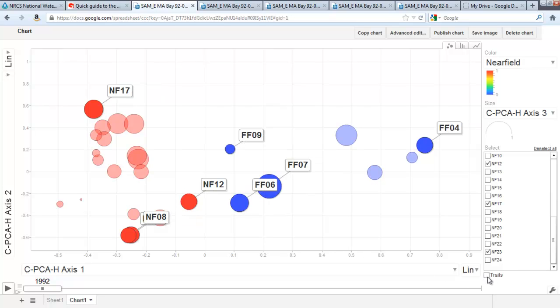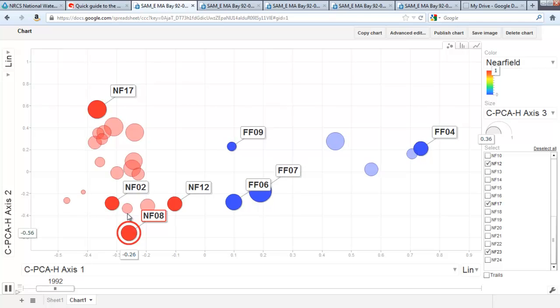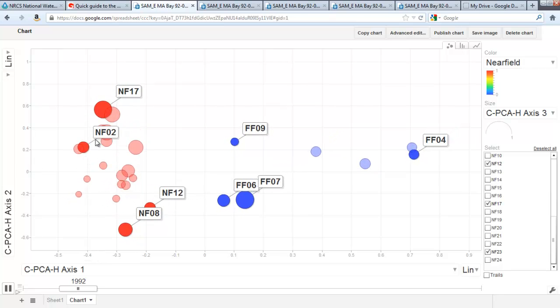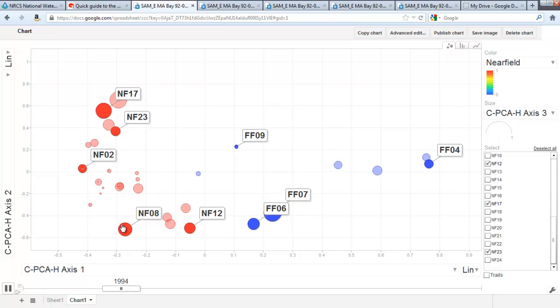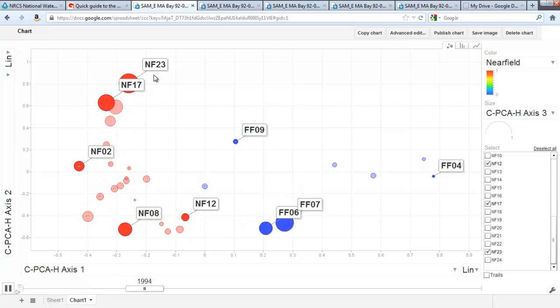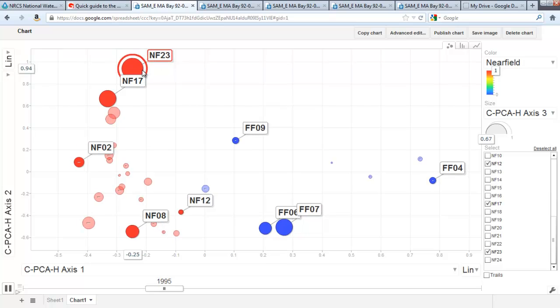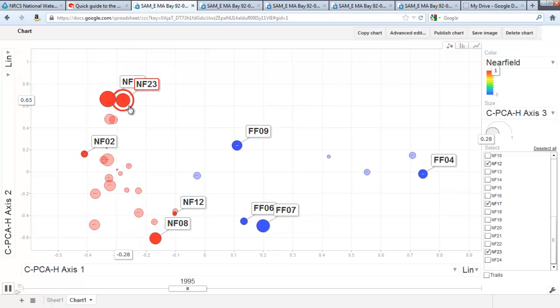I'll make sure that I turn off trails. I can actually track these trajectories, but they get a little noisy. So let's start. Okay, what happened to NF2? There goes NF2. It's zooming up. It almost got up to NF17 as it went from dominant silt clay to sand. Here's NF23. Here's a station that got very sandy, and then it's not so sandy here.